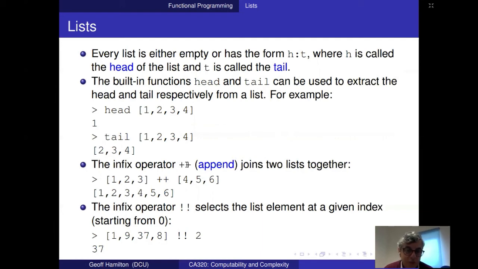We can use double plus to append two lists together. So I have this list and this list, I can append them together. And I can use this operator to select a specific element of the list. For example, if I have this list and number 2, it will give me the element of the list in position 2, not the second one, because positions start from 0. So that means 0, 1, 2. That means please return me the value at location 2, which is 37.